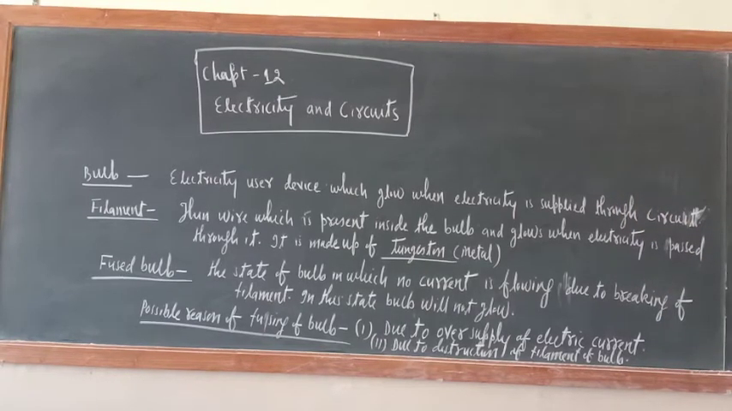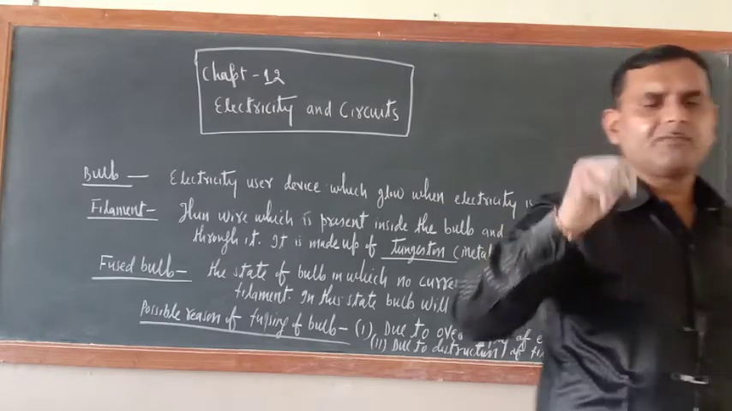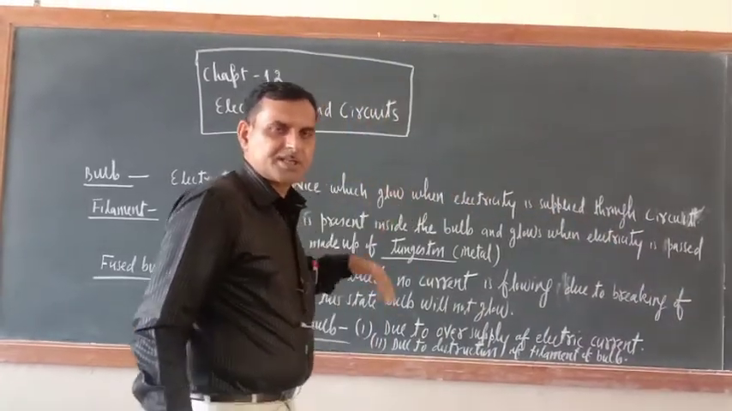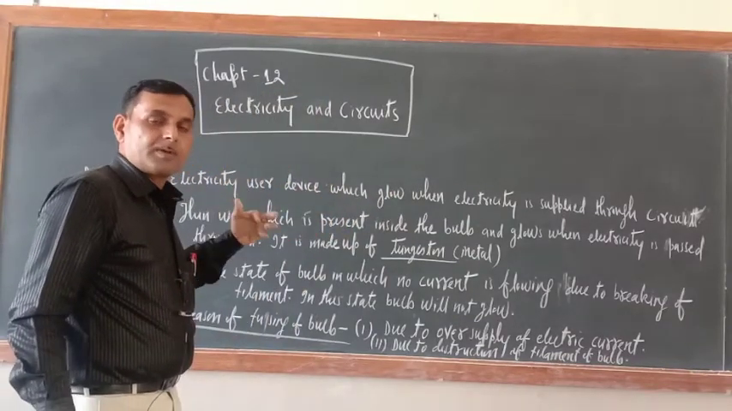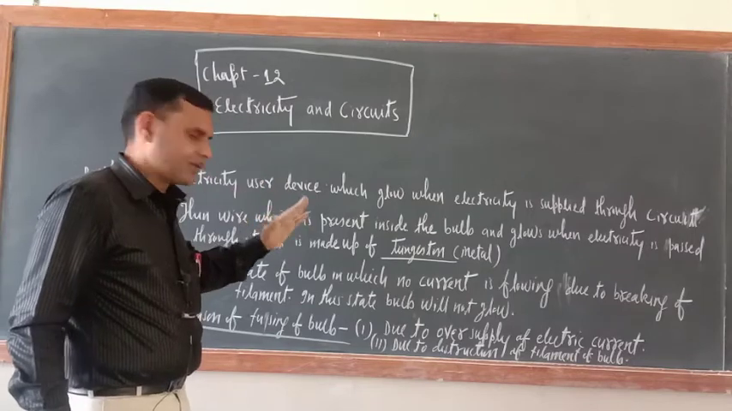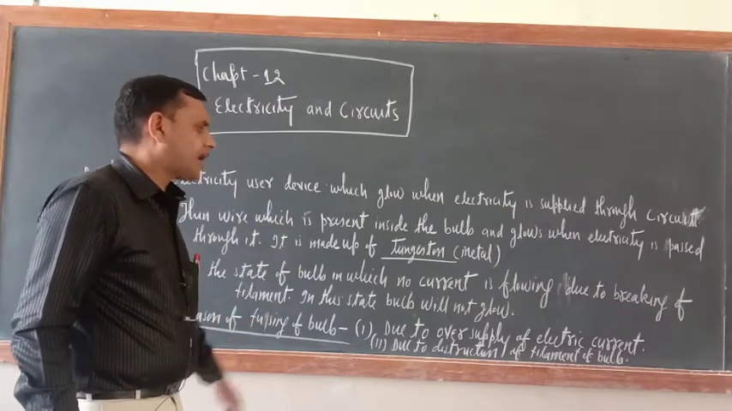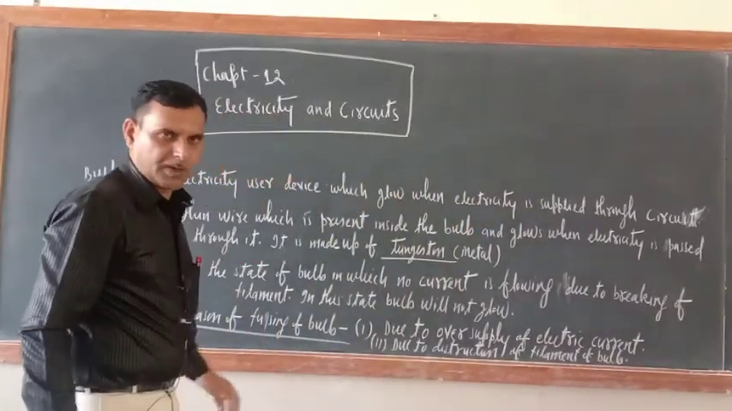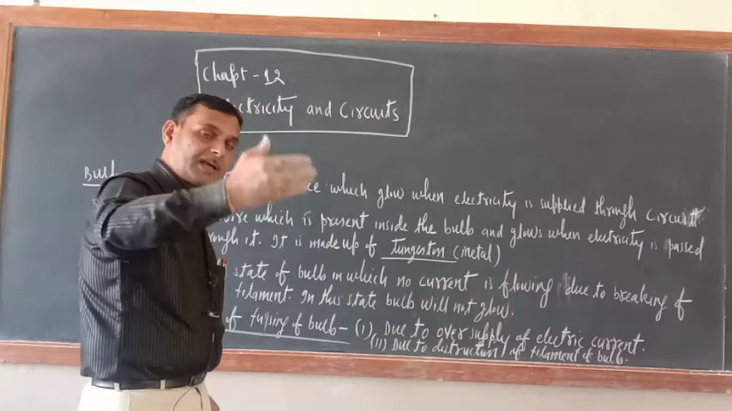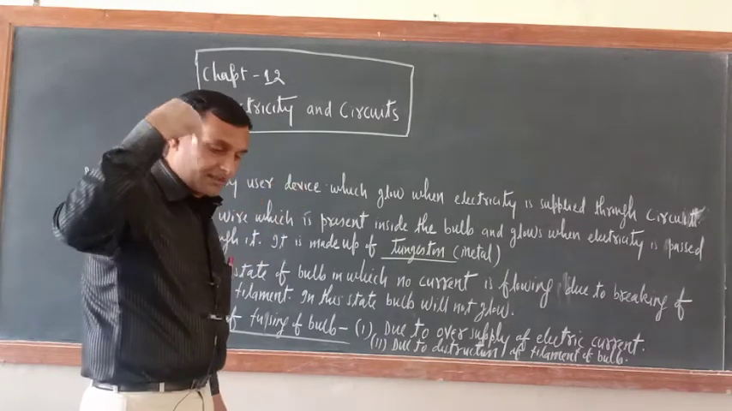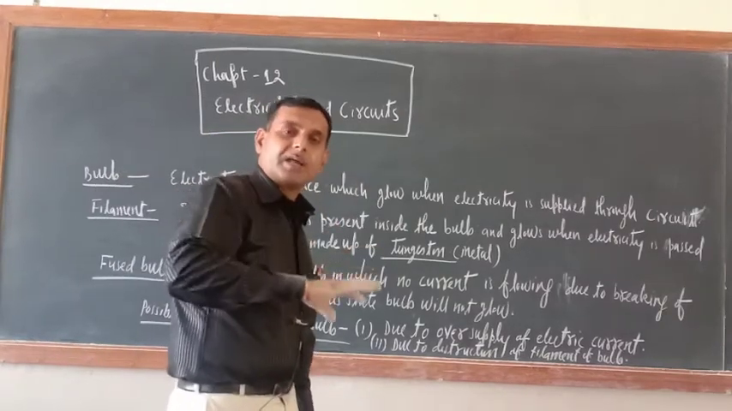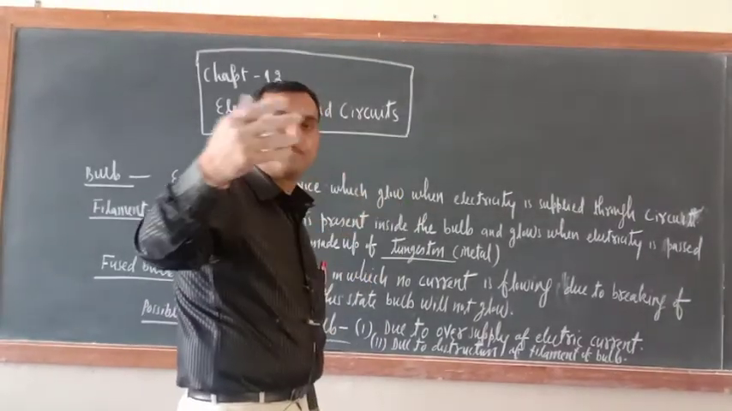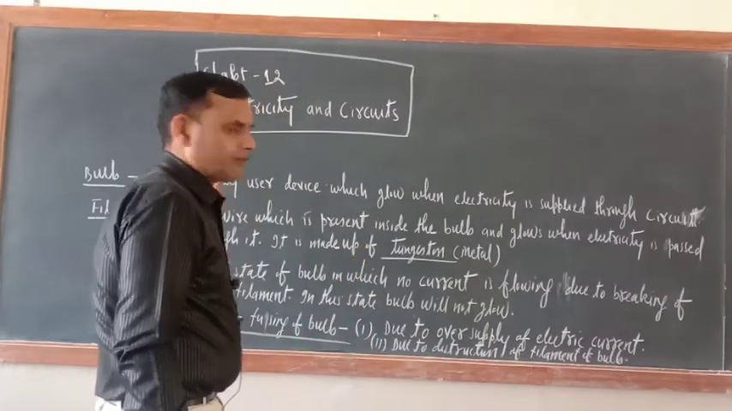Okay, so what are the possible reasons for fusing of a bulb? Sometimes there is an oversupply of electricity in the circuit. When there is an oversupply of electricity in the circuit, then it will be fused. Similarly, due to destruction of the filament of the bulb. Suppose the bulb has dropped down or somebody has hit the bulb, so that the filament will be broken. In that condition the bulb will not glow.